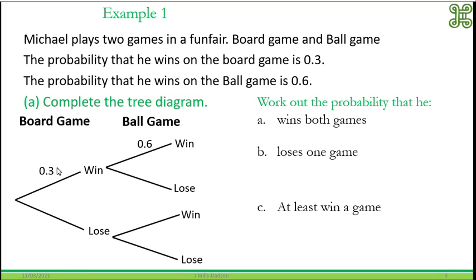So if the probability to win is 0.3 for board game, then to lose is the opposite. Take 0.3 from 1, that gives you 0.7. Ball game is 0.6, so to lose ball game should be 0.4.